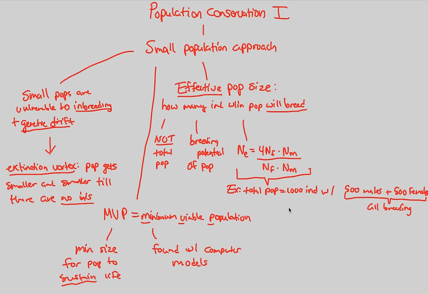And it's a very simple calculation. All you have to do is to get N sub E, effective population size, multiply 4 by 500, multiplied by another 500, and divide that all by 500 times 500, and this will give us 1,000 as our effective population size, just like we would expect, the total amount of individuals that can breed, the breeding potential of our population. How many individuals can breed and will breed, that's what we get from this.